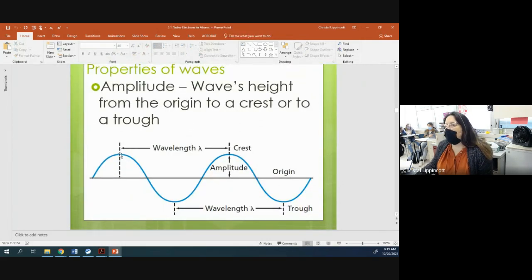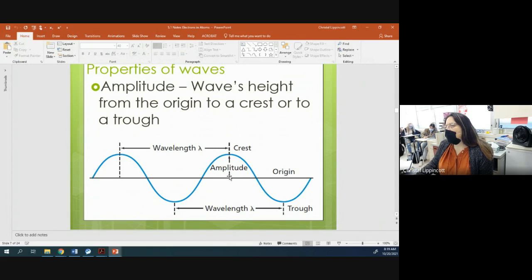All right, so we've got wavelength. Wavelength is from crest to crest, or it could be from trough to trough. The top part of a wave is called a crest. The bottom part is called a trough. So you can think of an animal eating in a trough. This center line is called the origin.